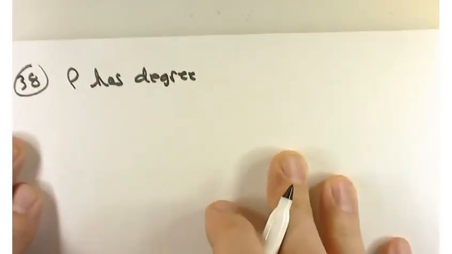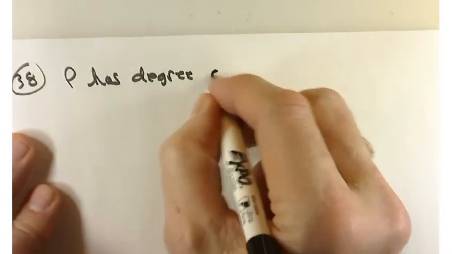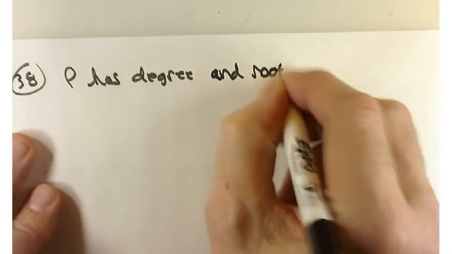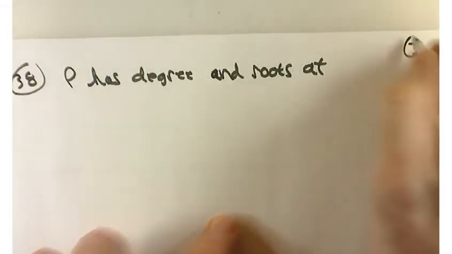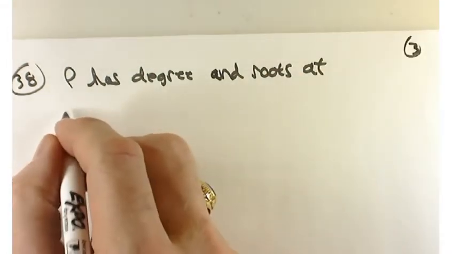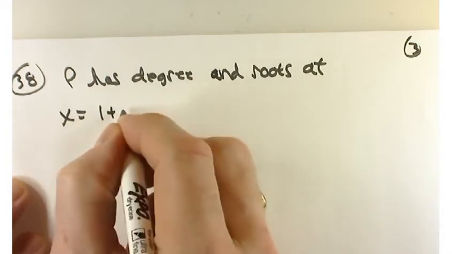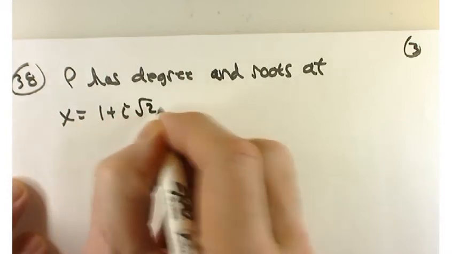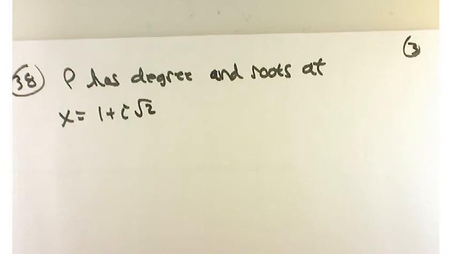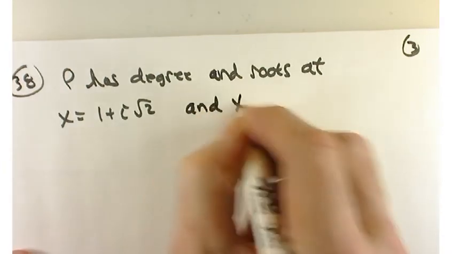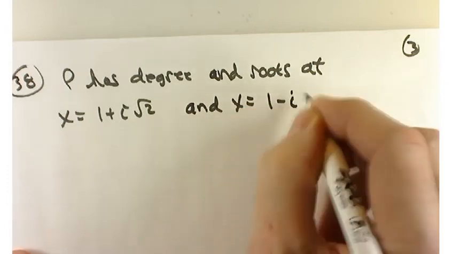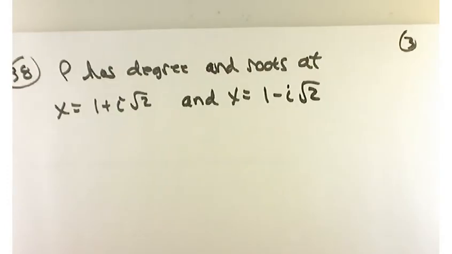So P is a polynomial, has degree 2, and roots at. Now, I'm kind of surprised that the book gave you both of them. It doesn't have to. If I tell you that x equals 1 plus i times the square root of 2 is a root, what's the other root have to be? Yeah, 1 minus i times the square root of 2. So they occur in pairs.